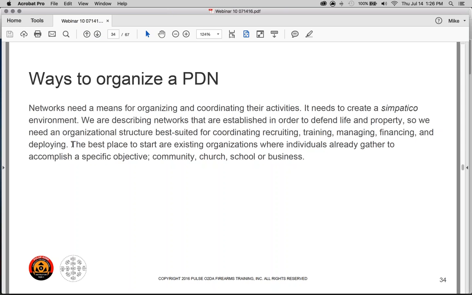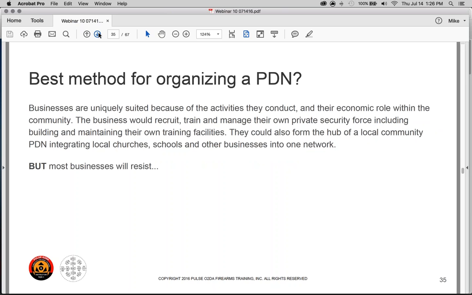The best place to start as far as organizing a private defense network are existing organizations where individuals already gather to accomplish a specific objective, such as a community, a church, a school, or a business. What is the best method for organizing a PDN? Is there a best method for organizing a private defense network? Not necessarily. There are many different ways that one might go about organizing a private defense network. We're going to spend the rest of the webinar talking about what that looks like.